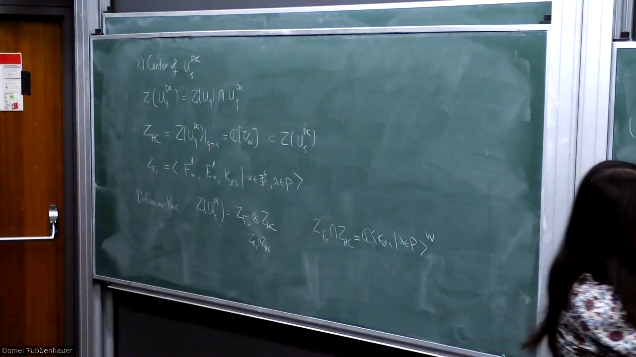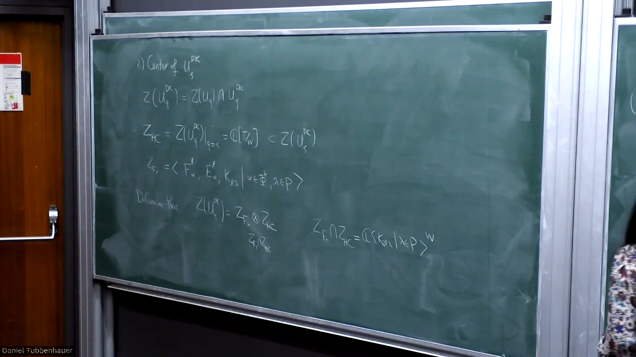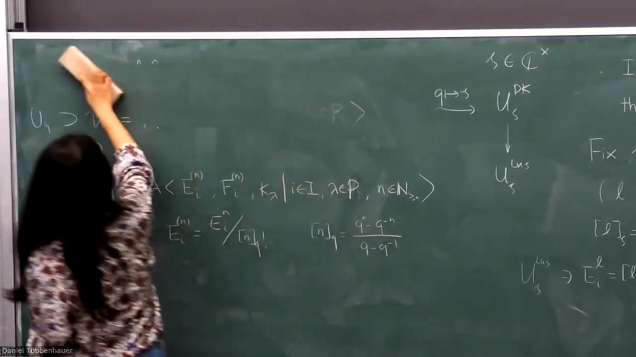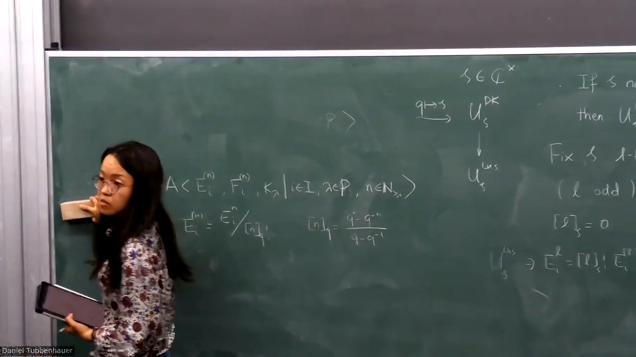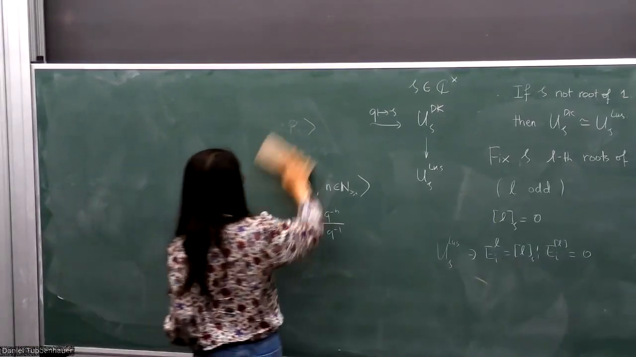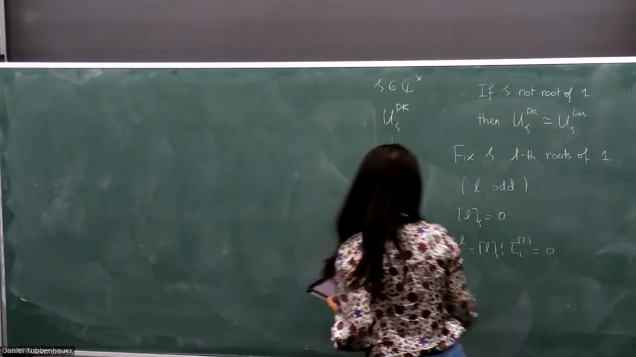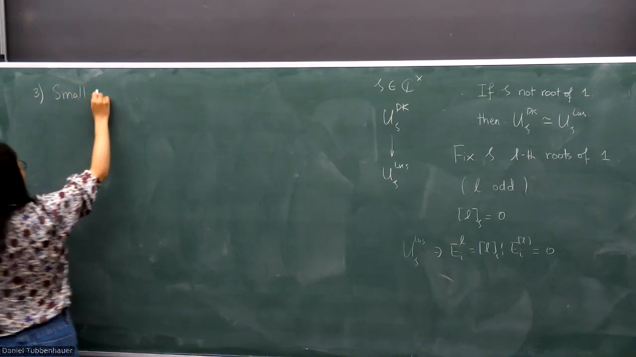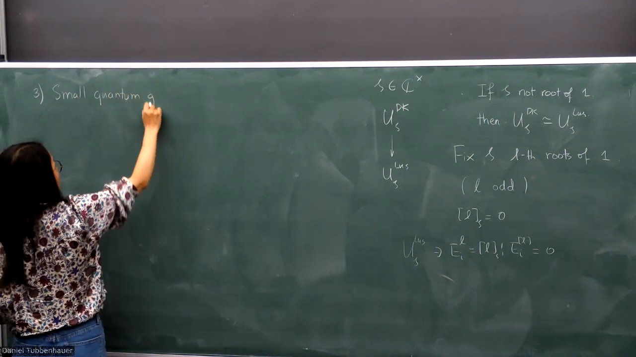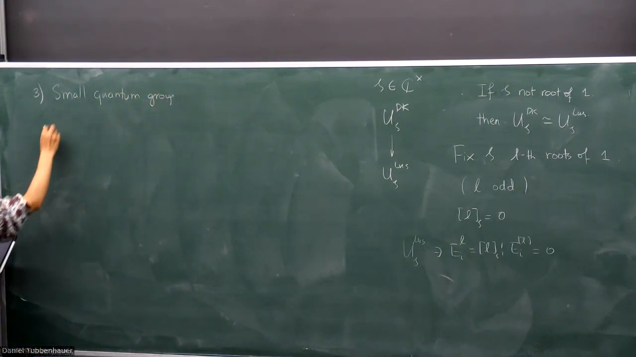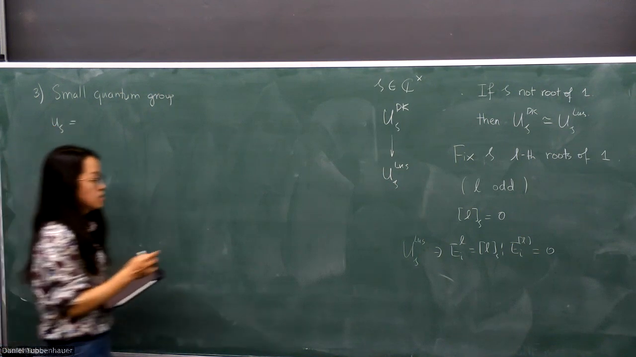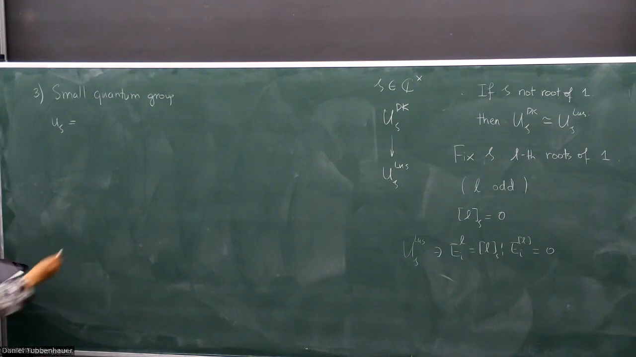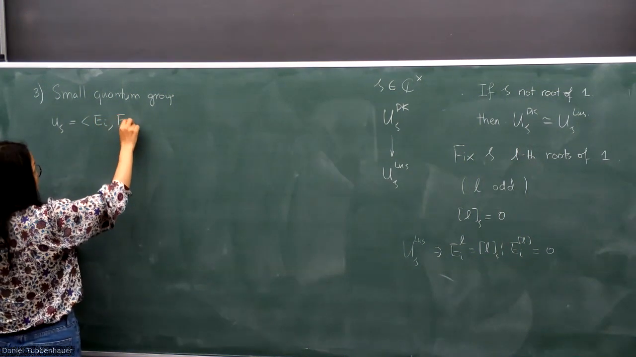Okay, so now I'm going to discuss the small quantum group. So L is still odd there. Yeah, fix L to be odd. This was first introduced by Lusztig, and it's defined as the subalgebra inside Lusztig's quantum group, generated by E_i and F_i.